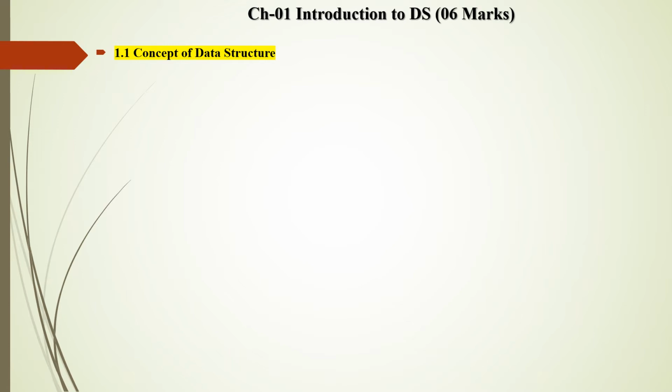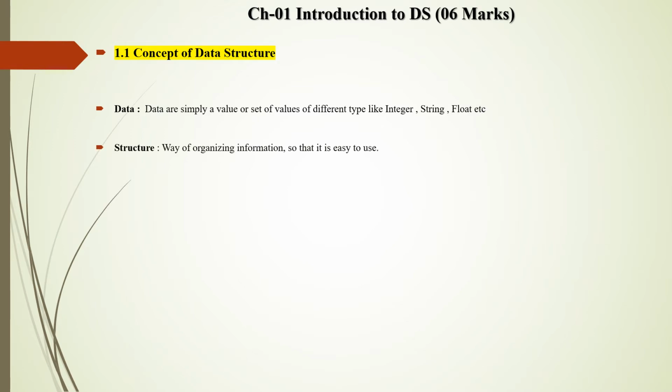So this word data structure, we divide into two parts. First one is data and second one is structure. So simply data is a simple value or set of values of different types like integer, string, float or character. Then the second word is structure. Structure is a way of organizing information or data so that it is easy to use. So by organizing data we can use the data easily, that is called structure.